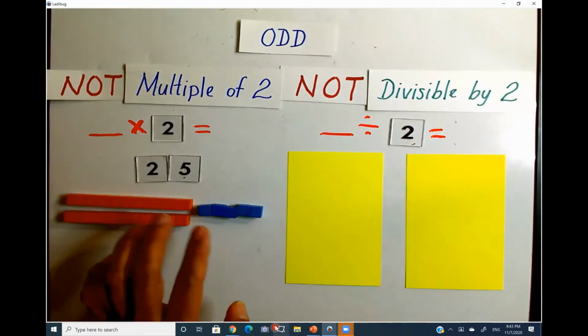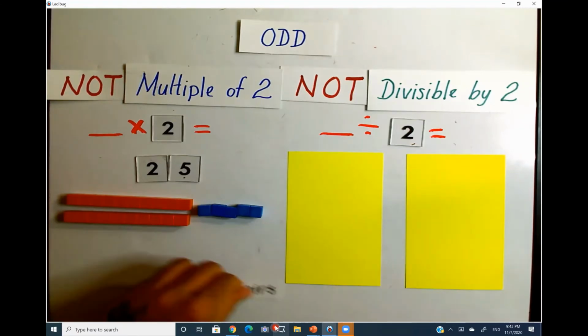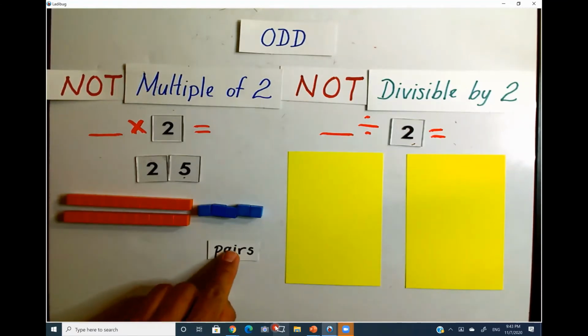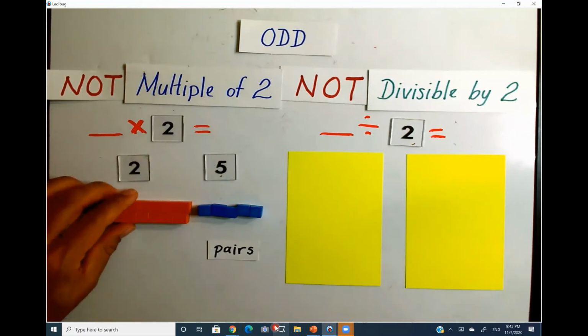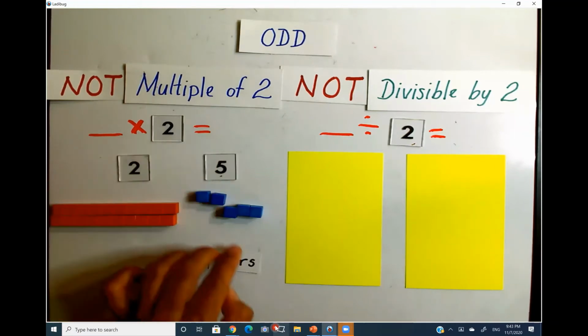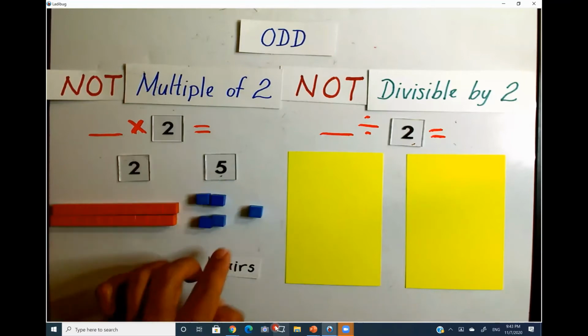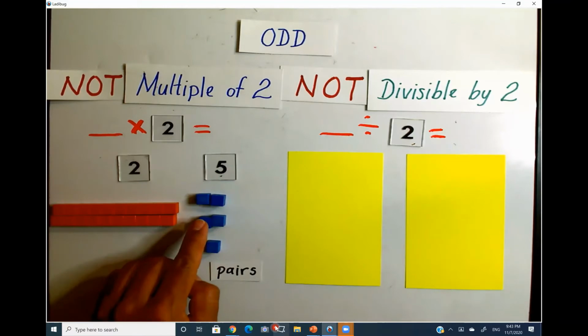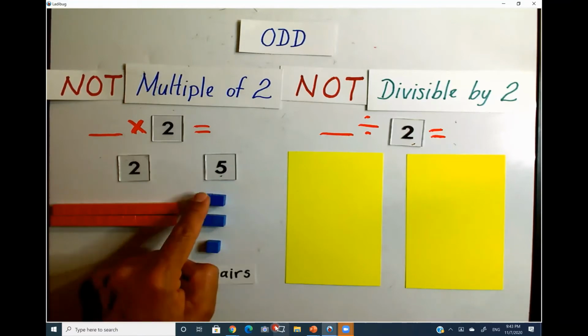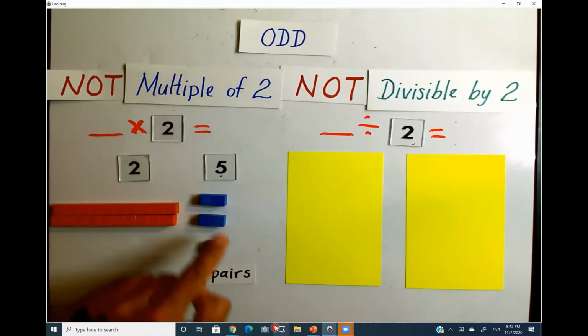The first time we were trying to do pairs of numbers. Pairs means counting by twos. So I'm going to focus again in the ones, and I'm going to try to group them by twos. 2, 4, and 1, 5. If you notice, this one was left alone. It does not have a pair. And because it doesn't have a pair, it's going to be an odd number.